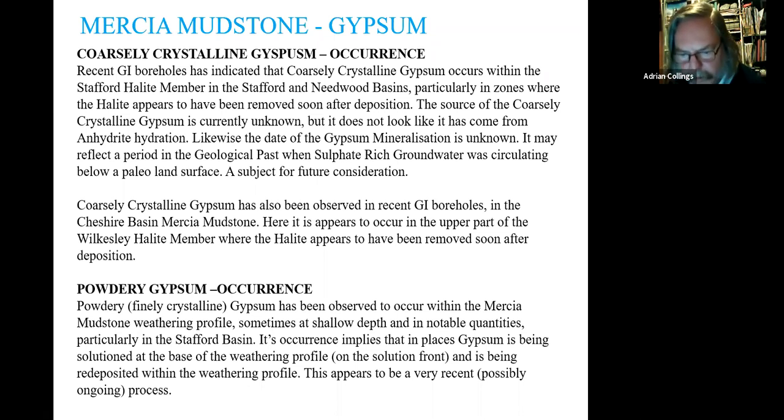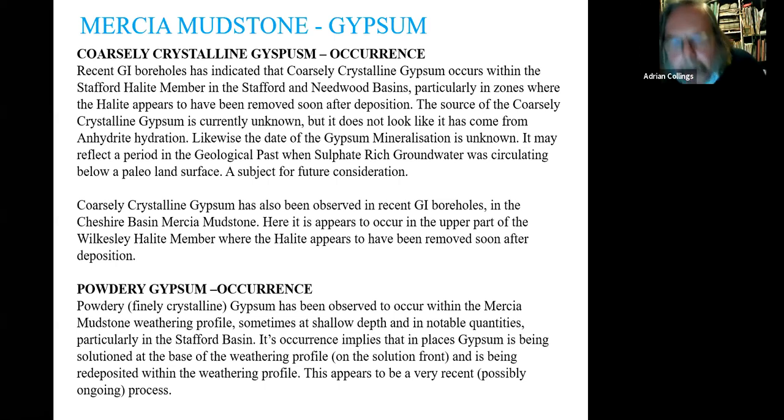Coarsely crystalline gypsum has also been observed in recent GI boreholes in the Cheshire Basin Mercia Mudstone. Here, it appears to occur in the upper part of the Wilkesley halite member, where halite appears to have been removed soon after deposition.